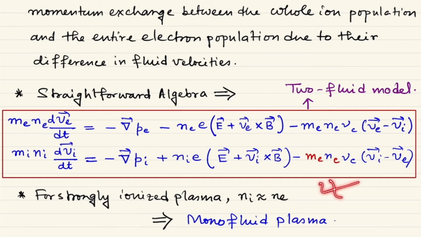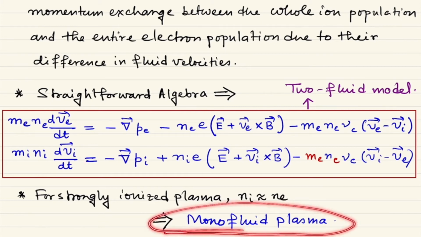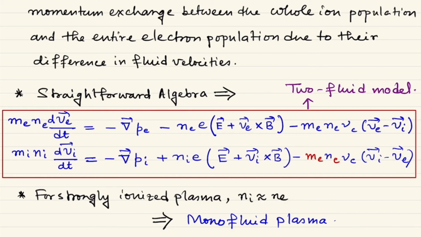Up to that, this was the two fluid model. So we have two separate fluids, one for the electrons, one for the ions. Then for strongly ionized plasma, in general, even locally, Ni and Ne are very close and almost equal, and then you can add and subtract those two equations to find a representative fluid, which is not a real fluid but a representative fluid which globally represents the plasma. This is called the monofluid model of the plasma.